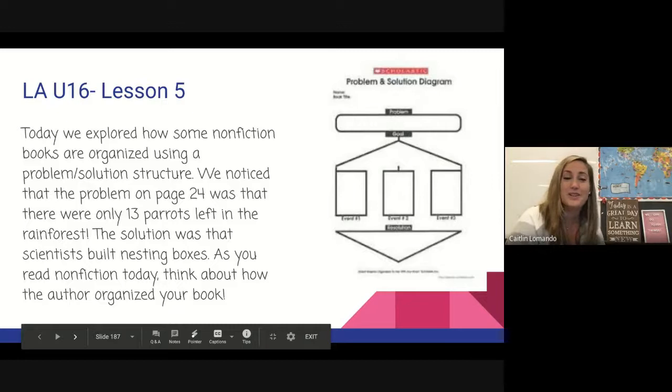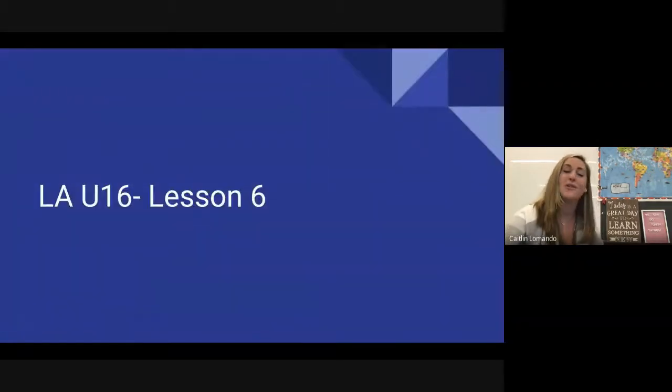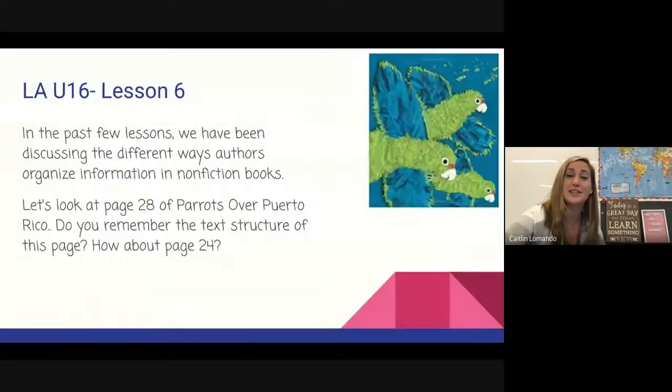Today we explored how some nonfiction books are organized using problem solution structure. We noticed the problem on page 24 that there was only 13 parrots left in the rainforest. The solution was that scientists built nesting boxes. If you read nonfiction today, think, is my book problem solution? We're also going to move into U16 lesson 6.